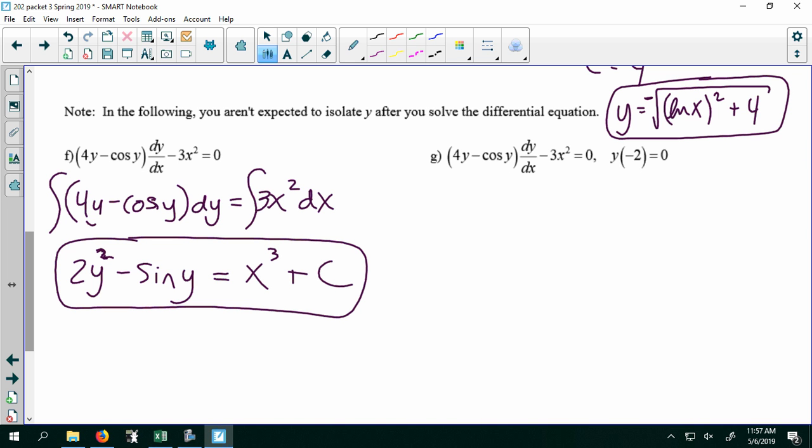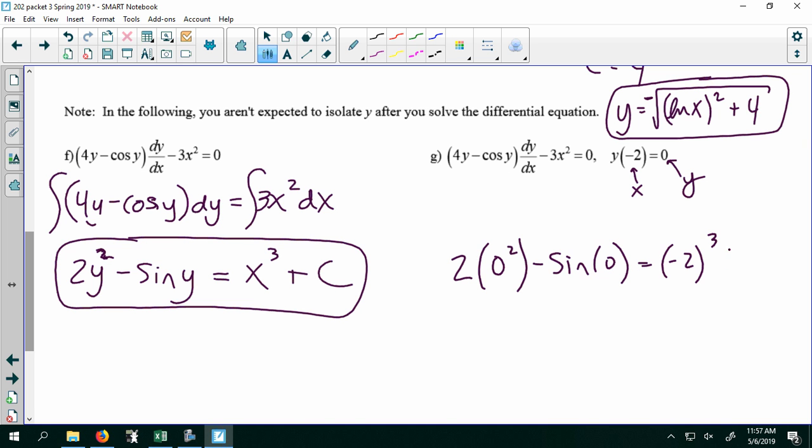Okay, and then in part G, it's the same differential equation, just with an initial condition this time, that y of -2 equals 0. So -2, that's an x value. 0, that's the y value. So I'm going to plug in everywhere I see a y, put a 0. Everywhere you see an x, put a -2. So 2 times 0 squared minus the sine of 0 equals -2 cubed plus c. The sine of 0 is 0, so I get 0 equals -8 plus c.